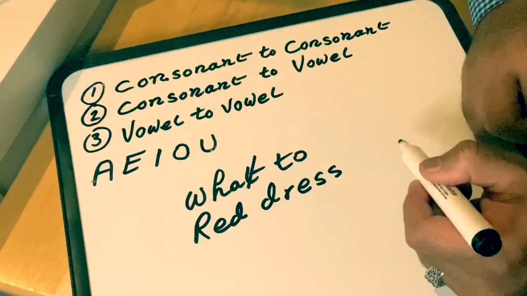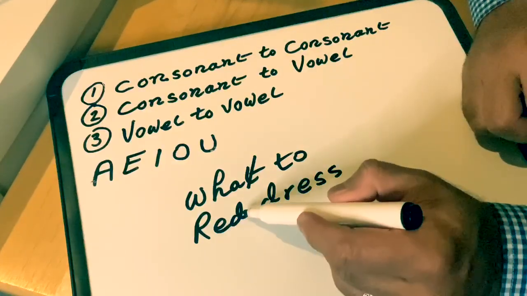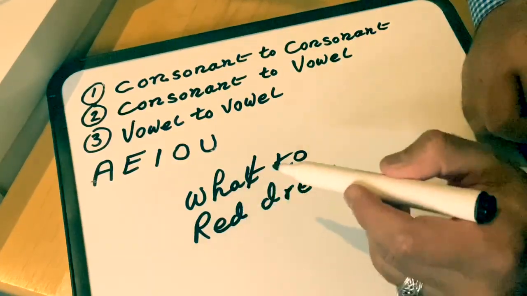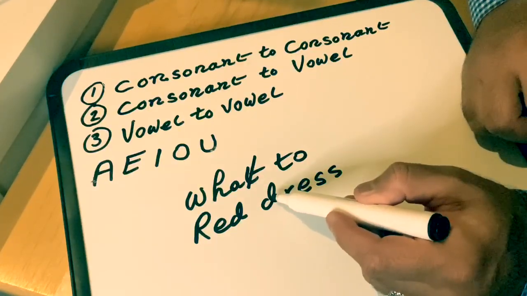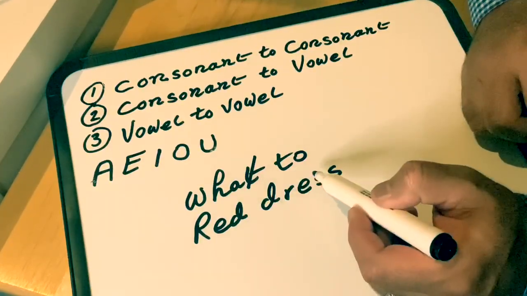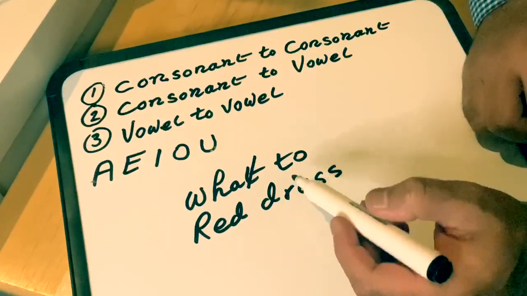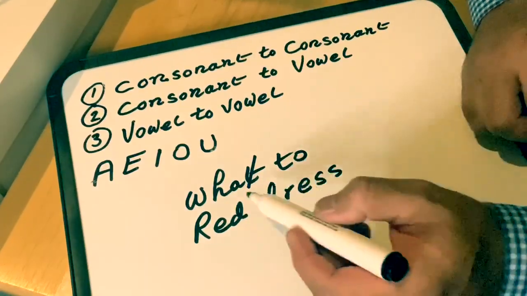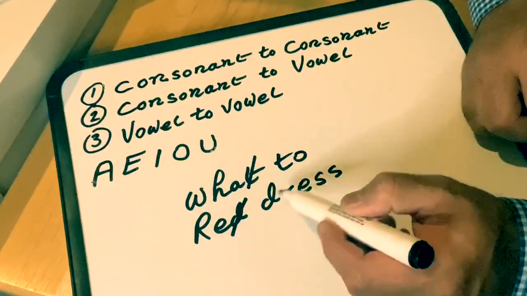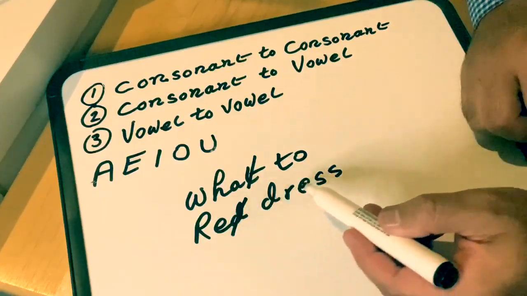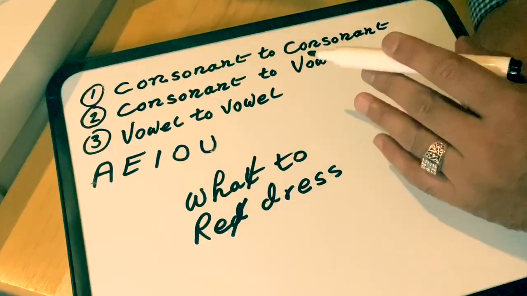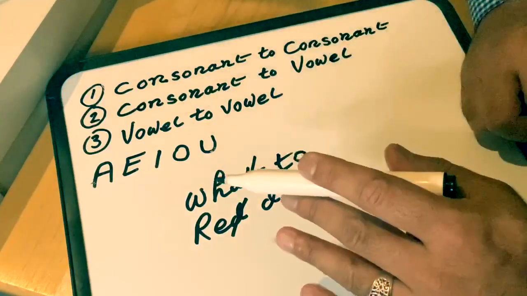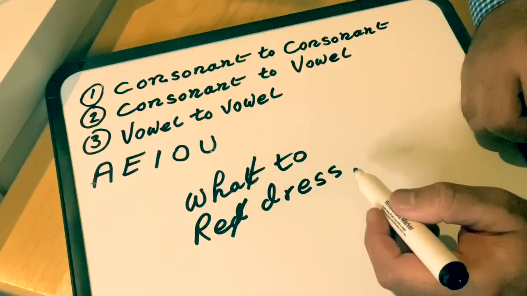Let's look at another one. Red dress. The first word ends with a consonant, which is D, and the second word starts with a D, which is a consonant, and both have the same sound, which means instead of saying red dress, say red dress, red dress. That way it becomes one word and becomes smooth. Let's look at another one.